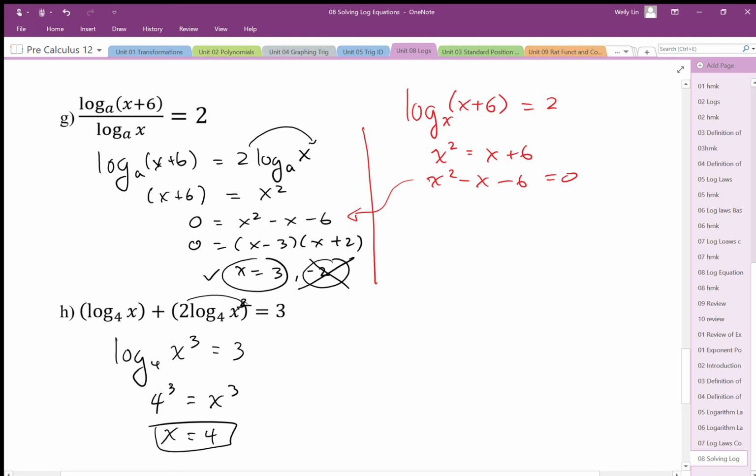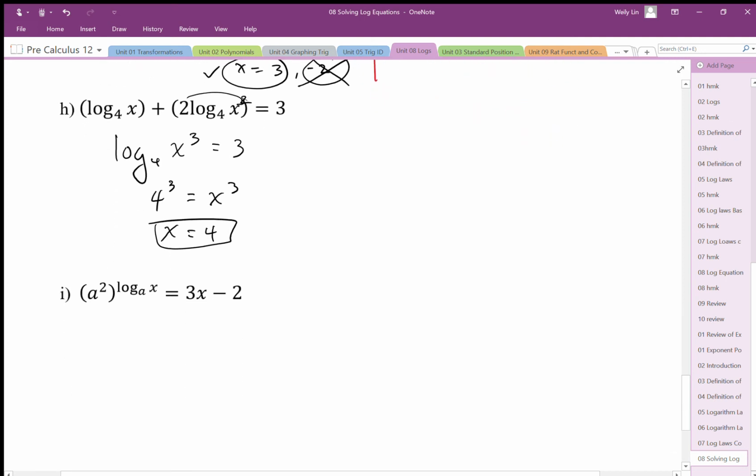Okay, so again, there's two ways to get rid of logs. One is to make log equal log. This one's a little bit harder to do because then we have to convert that 3 into a log, which is awkward. This is much easier to make it into one log equals and then remove the log with the definition of log.